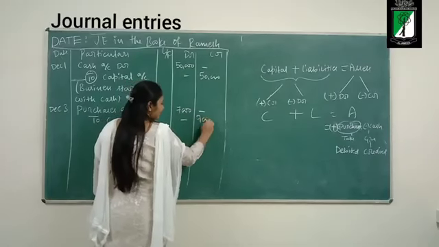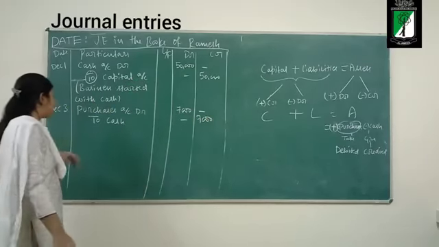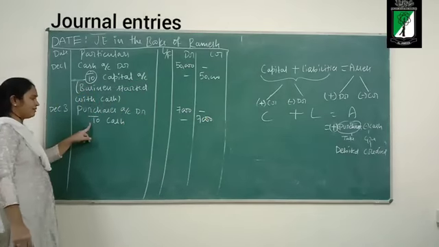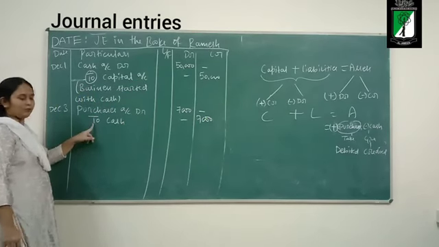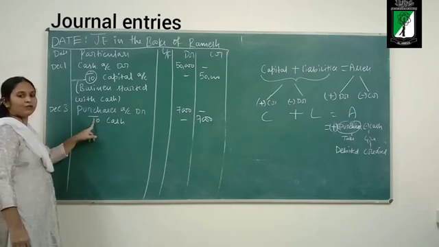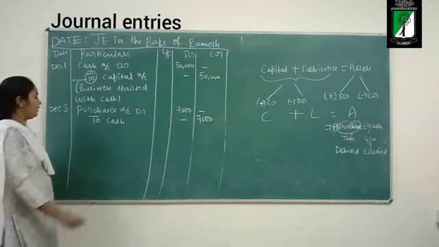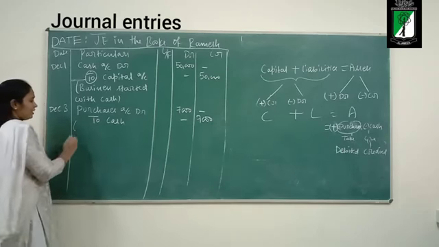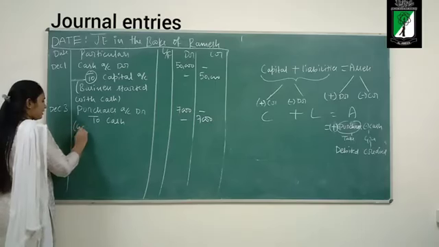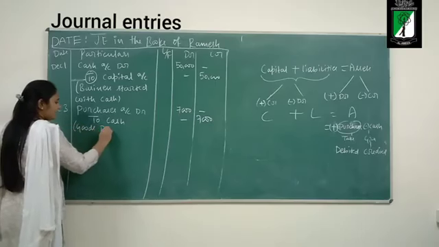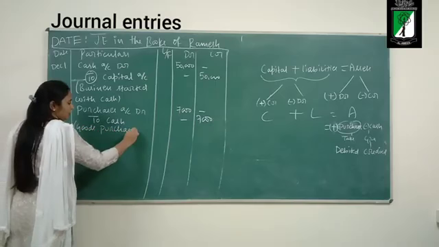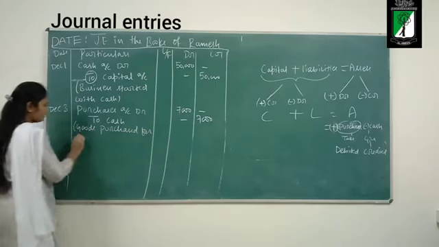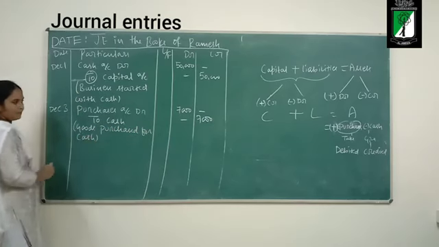Always to start the credit entry, I should leave some space and I should start with what? "To." "To" refers to what? Credit. Okay. So what is the narration? Goods purchased for cash. Okay. So this is the narration.